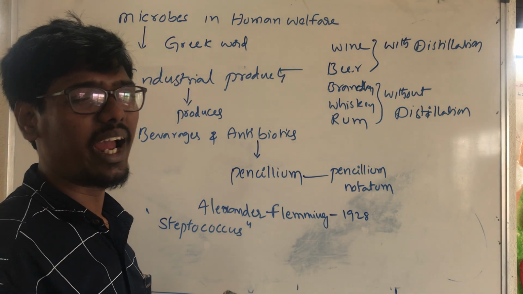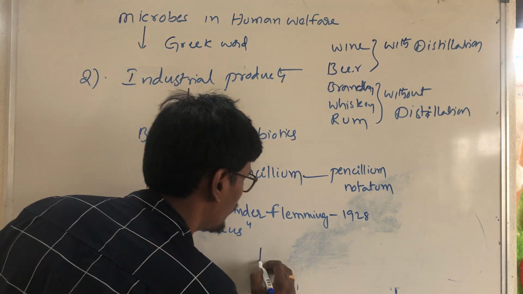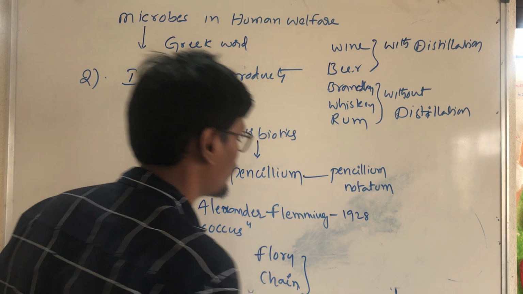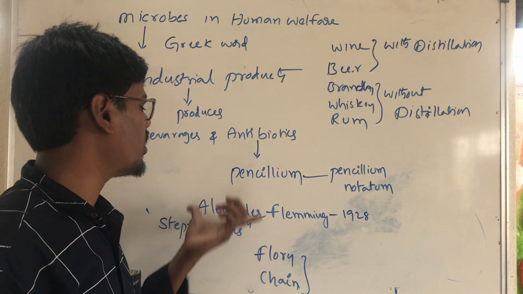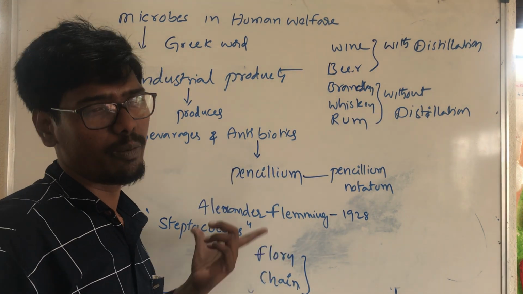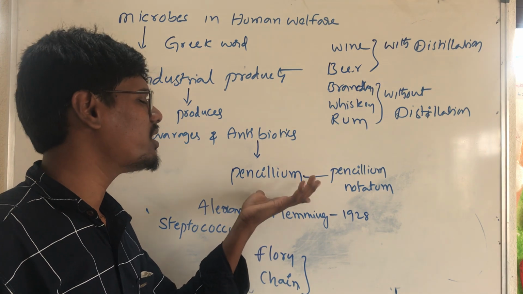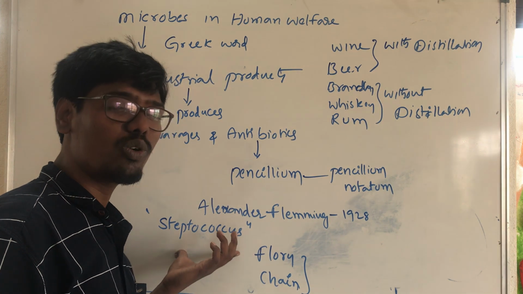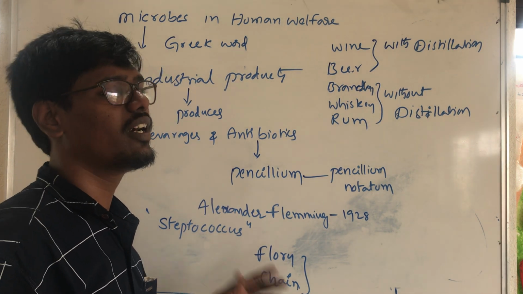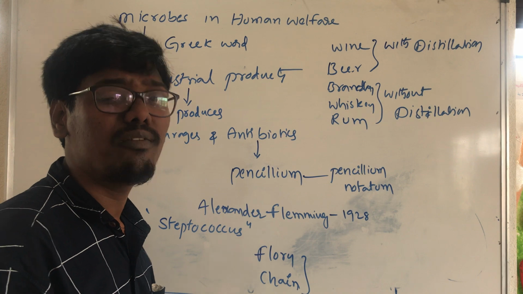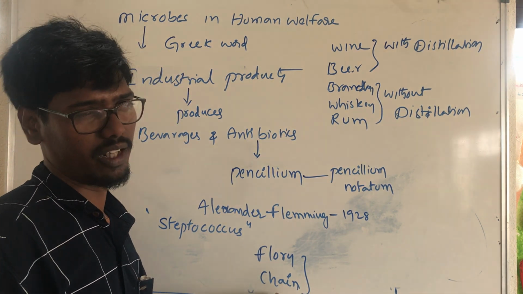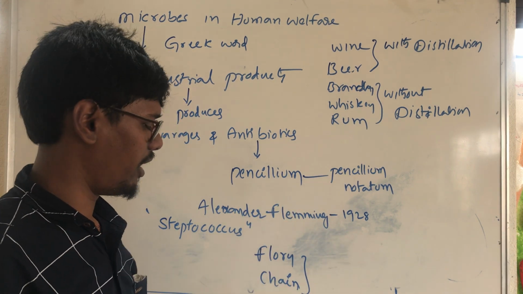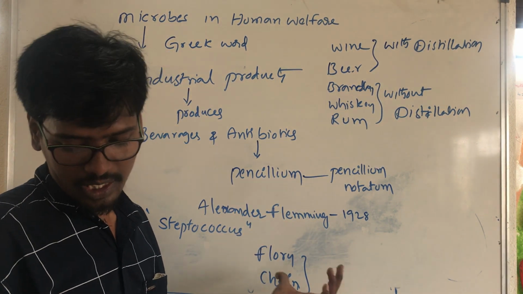The name was given to the antibiotic by Florey and Chain. Alexander Fleming discovered penicillin. So the name penicillin comes from Penicillium notatum. The experiment was conducted with Streptococcus, but the antibiotic was named and fully converted into an antibiotic by Florey and Chain.